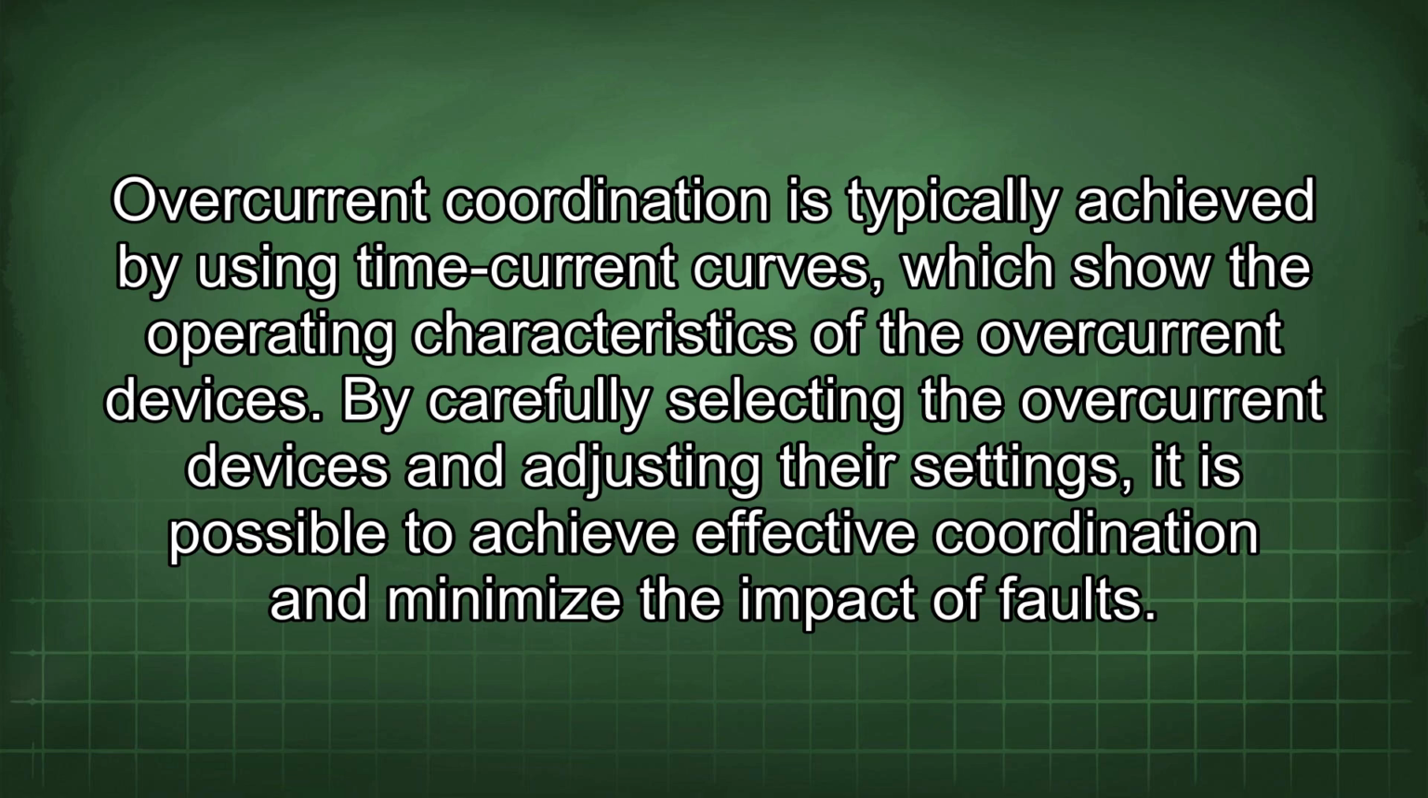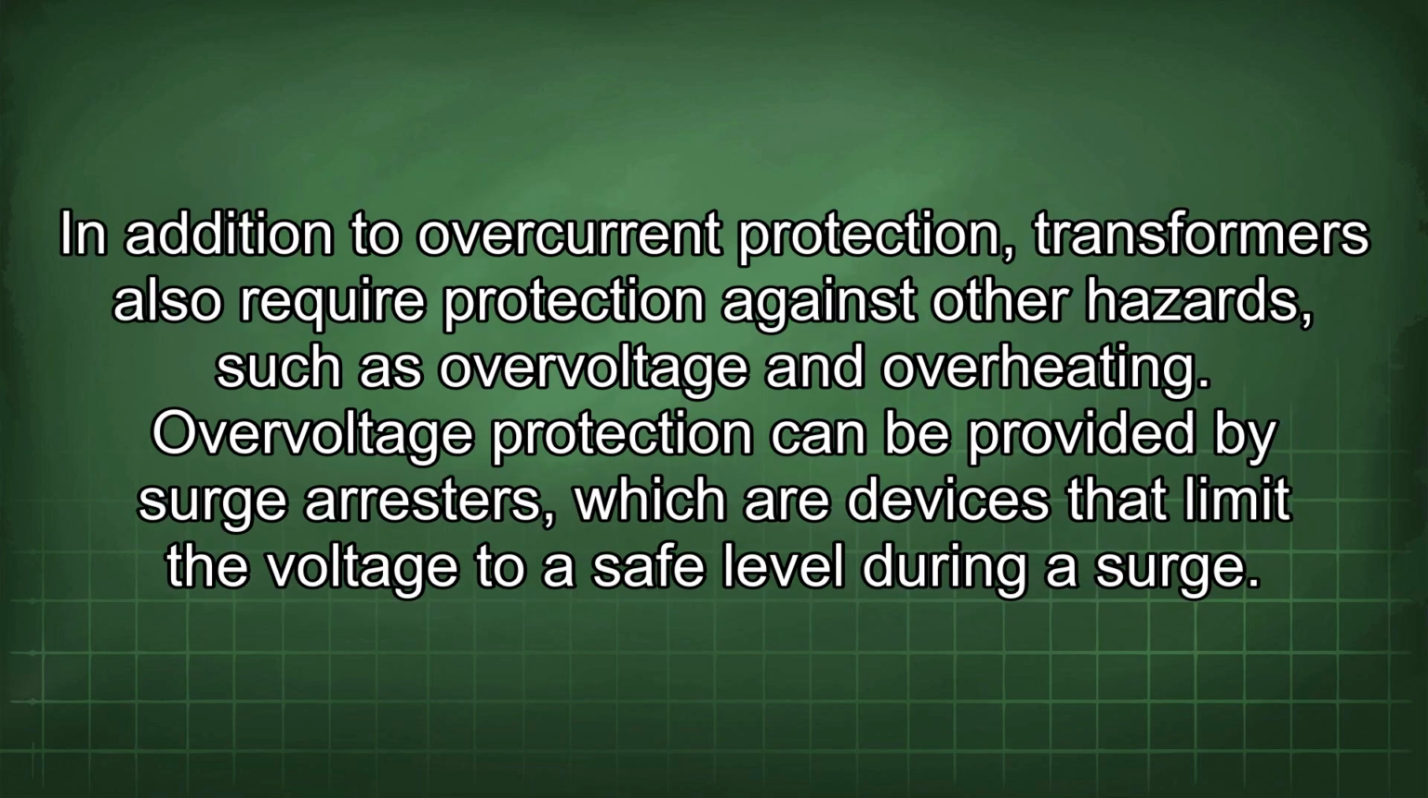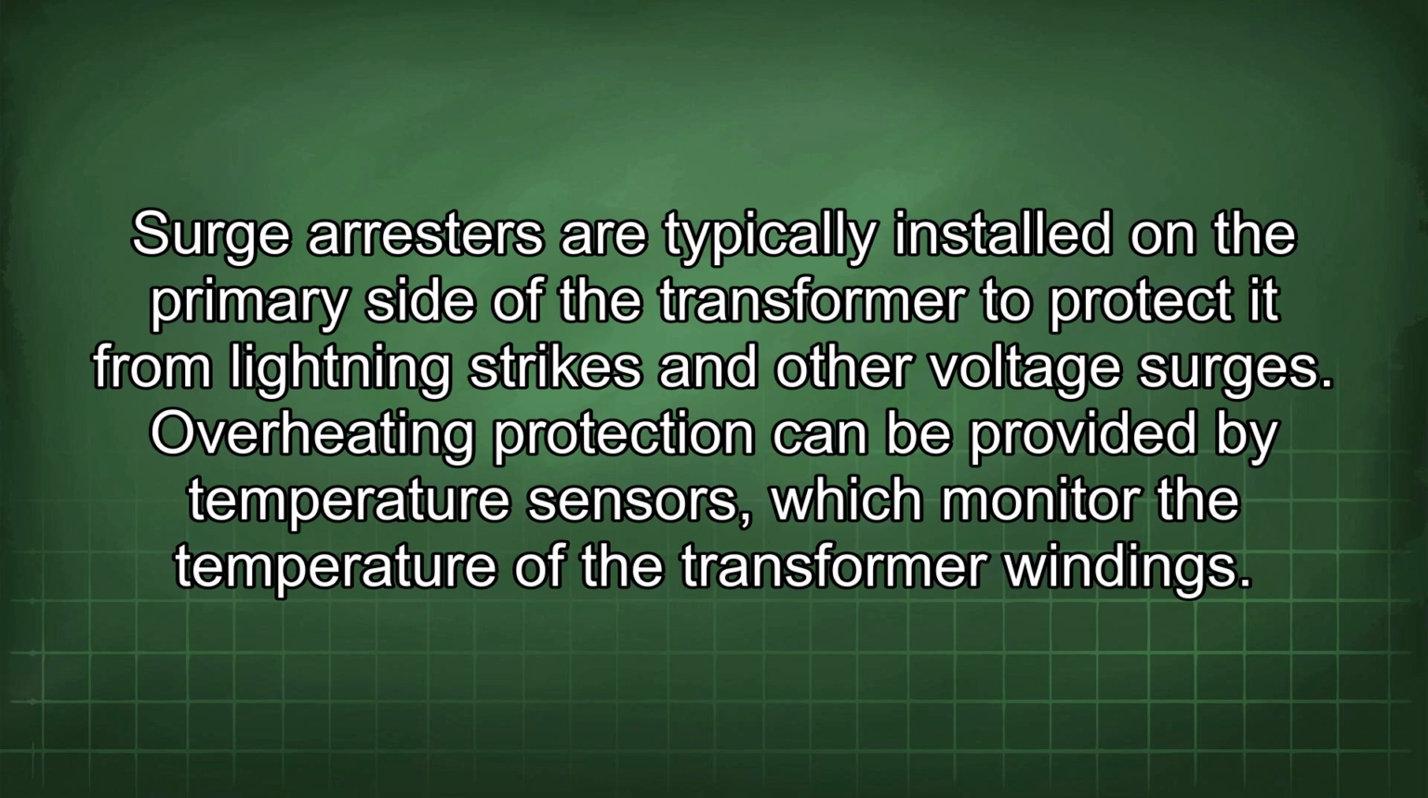By carefully selecting the overcurrent devices and adjusting their settings, it is possible to achieve effective coordination and minimize the impact of faults. In addition to overcurrent protection, transformers also require protection against other hazards such as overvoltage and overheating. Overvoltage protection can be provided by surge arresters, which are devices that limit the voltage to a safe level during a surge. Surge arresters are typically installed on the primary side of the transformer to protect it from lightning strikes and other voltage surges.